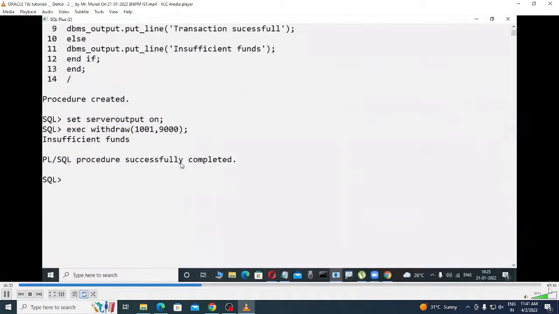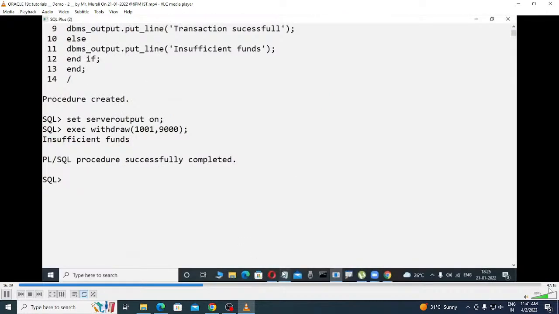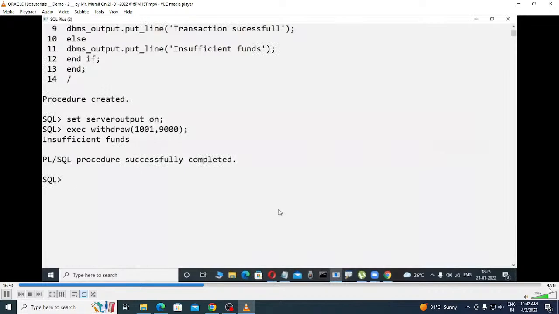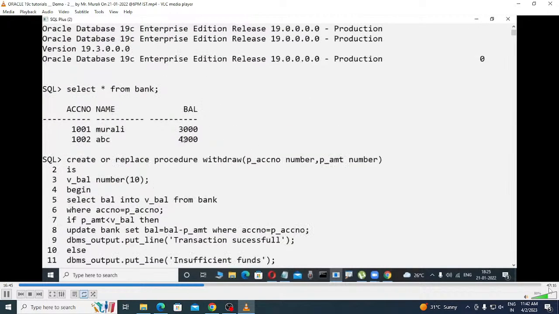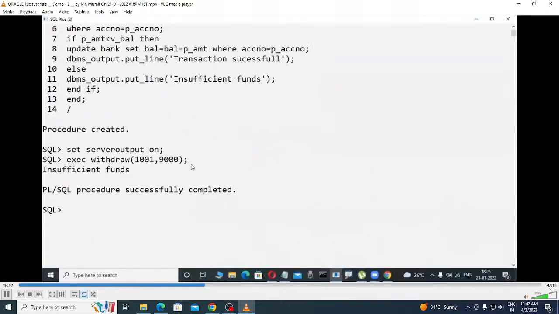Now suppose, for example, observe the logic here. Maybe insufficient funds is a message, it will be displayed or not. Yes. Suppose now, check it out, another case, OTP validation, all those things, same thing. For example, in this case, my balance is 3,000. Now I try to withdraw 2,000 rupees. And now check it out. Here, 1001 is my account number.